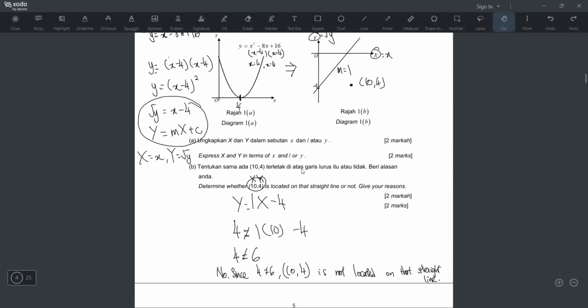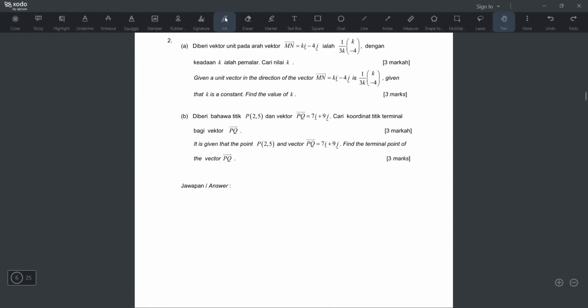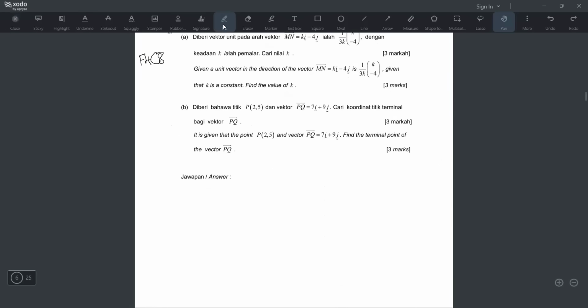Alright, so that's all. Okay, number 2, what chapter is this? Vector, confirm. So let's write the chapter first, Form 4 Chapter 8. Okay, let's start. 2a, given a unit vector in the direction of vector MN is ki minus 4j, is this 1 over 3k, bracket k, negative 4. Given that k is a constant, find the value of k.